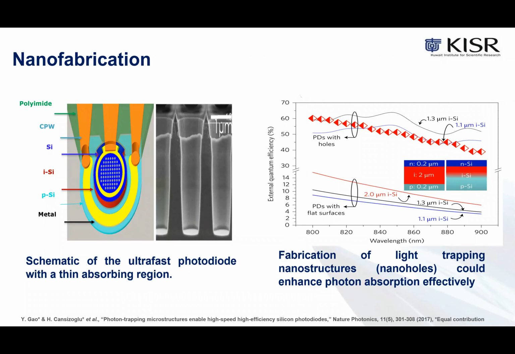Nanofabrication, again: here we have a hole that has been customized for a photodiode application. So it is a high-speed and very highly efficient silicon photodiode, determined by enabling light trapping in the micro or nanostructure hole.